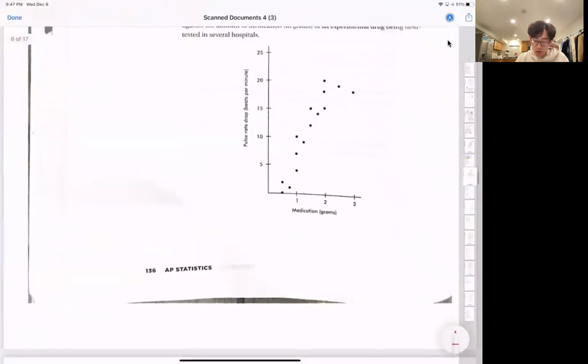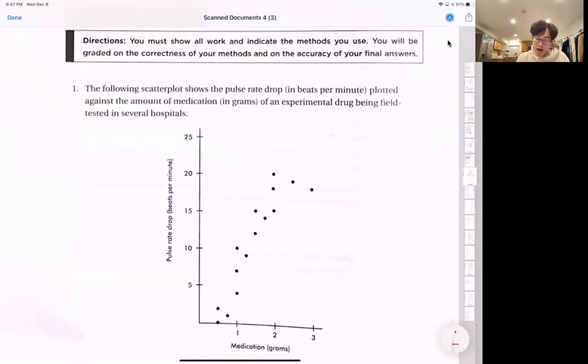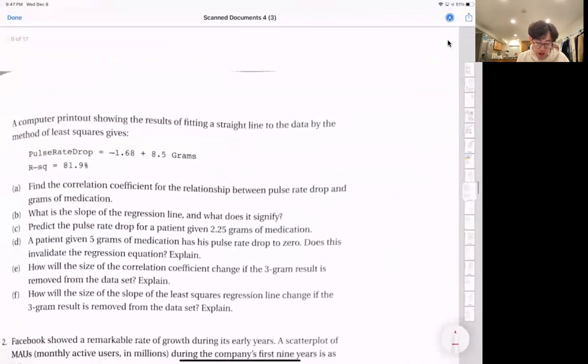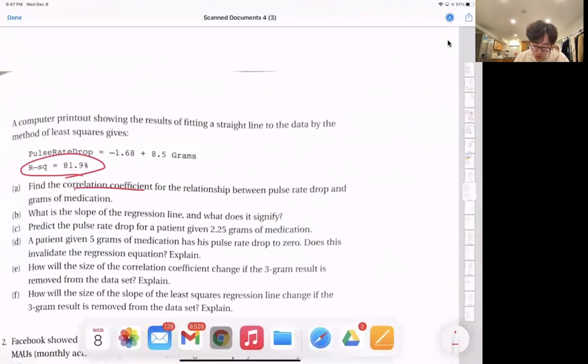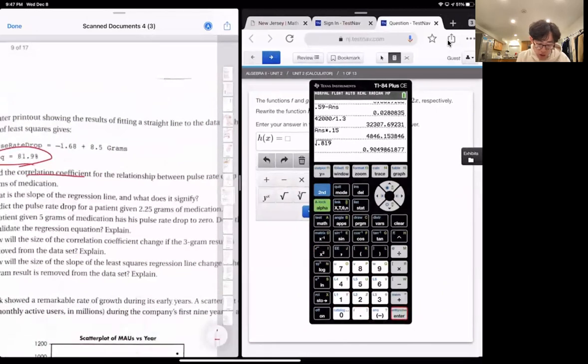Okay, all right. So now we're moving on to the free response questions. So the scatter plot I have, this is medication, and this is pulse rate. So let's take a look at what the questions say. Find the correlation coefficient. You just have to take the square root of that, right? So go to your calculator, square root of 0.819, and then bam, the correlation coefficient is 0.904.